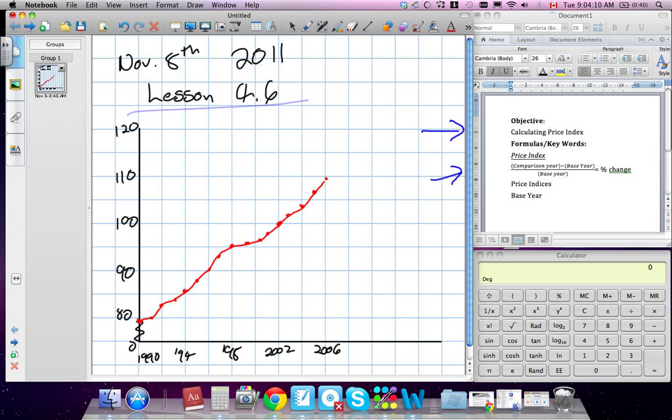This is our formula, which is the comparison year, so the year we're trying to compare, the price then, subtracted by the base year, divided by the base year will give you the percentage change from one price to the next. Okay, we're going to try to make sense of that formula. You guys need to know what a price index is, or price indices, and the base year. Definition of both those words is on page 234, okay?